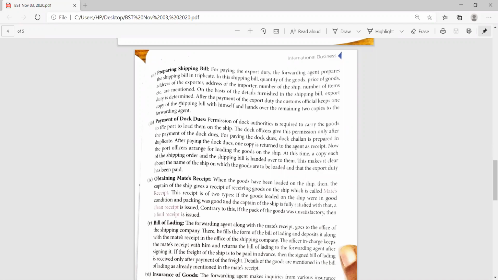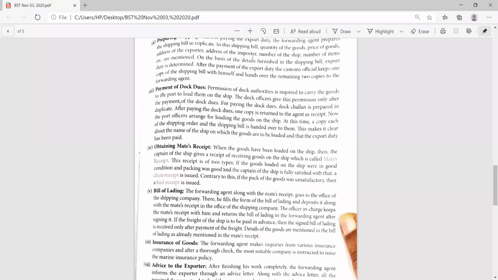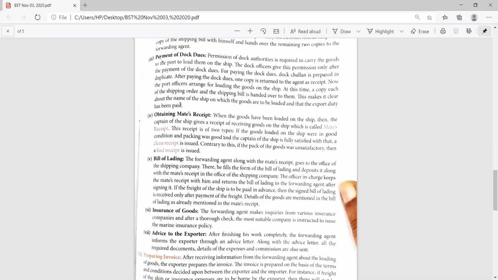Bills of lading. The forwarding agent, along with the mate slip, goes to the office of the shipping company. There he fills in a form of bill of lading and deposits it with the mate slip in the office of the shipping company. The officer in charge keeps the mate slip with him and returns the bill of lading to the forwarding agent after signing it.